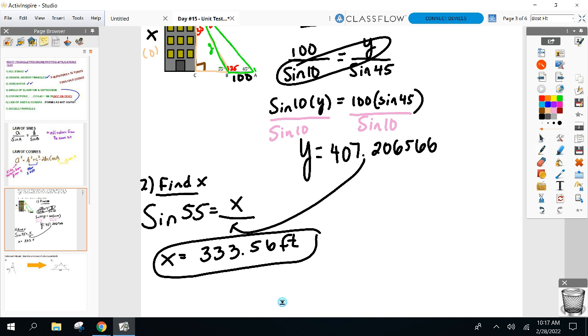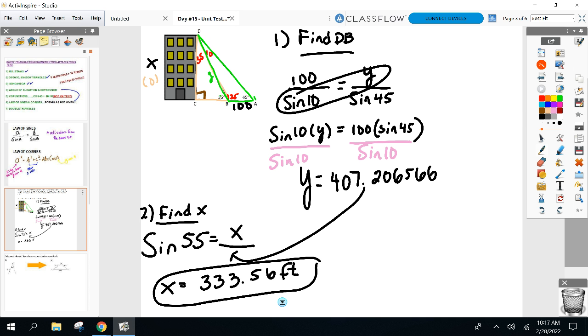Anybody want to chime in with anything here? This is what we're looking at. Some of the problems at the end of the test are something like this, where you can't answer in one step.